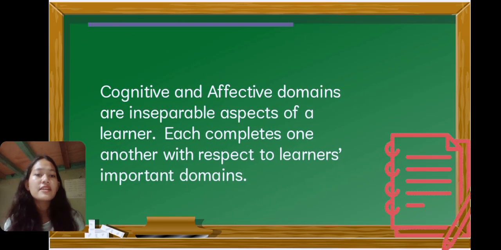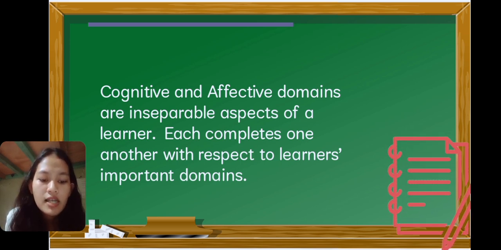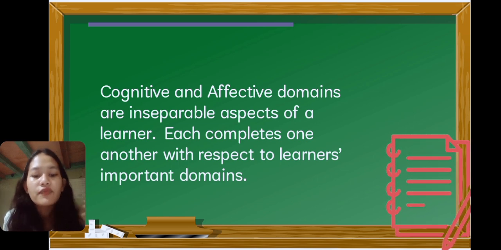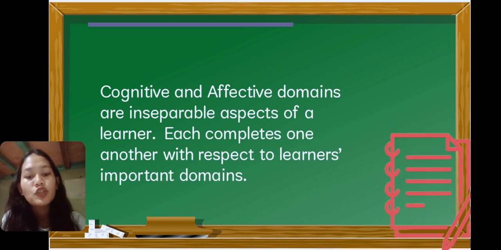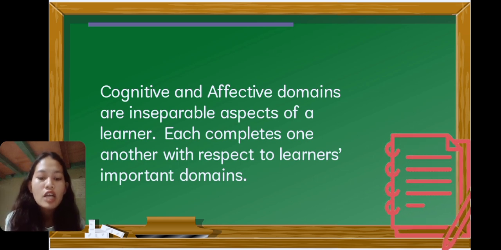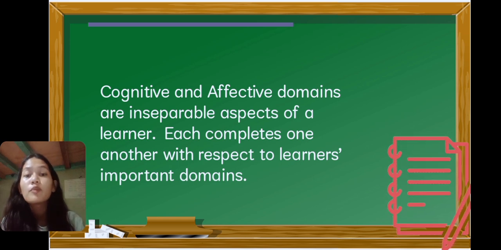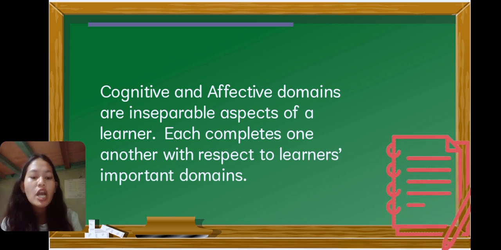Cognitive and affective domains are inseparable aspects of a learner. Each completes one another with respect to the learner's important domain. Proper ongoing assessment of the affective domain, students' attitudes, values, disposition, and ethical perspective, is essential in efforts to improve academic achievement and the quality of the educational experience provided. In this chapter, development of effective assessment tools will be discussed, and at the end of the chapter, we will be able to craft proper effective assessment tools.